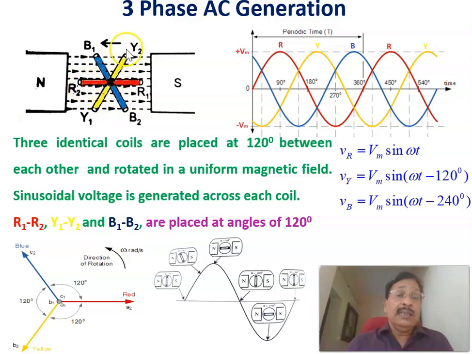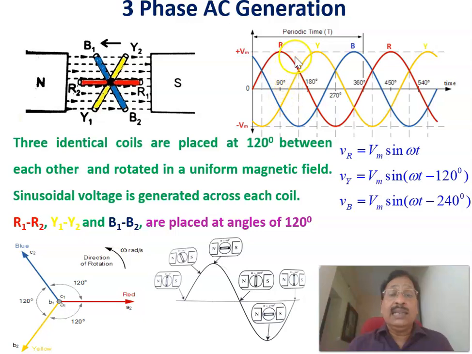The second phase, the Y phase, is lagging the R phase by 120 degrees. And the B phase is again lagging by 120 degrees with respect to the Y phase. If you plot the corresponding waveforms, for the red phase, a sinusoidal voltage is induced in the coil R1 and R2 after completing one rotation. Now the second phase, the Y phase, the yellow phase, is lagging the red phase by 120 degrees.